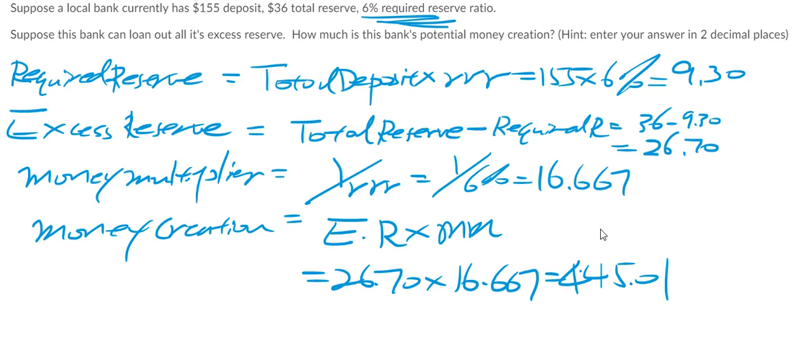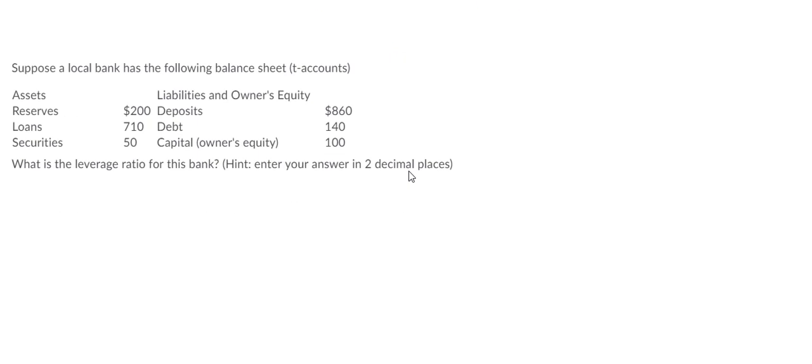Let's look at the next one. The next question says, suppose the local bank has the following balance sheet, so a T account. We have assets: reserve, loan, security, and then on the other side is liability and owner equity: deposit, debt, and the owner's capital. The question is asking for how much is our bank's leverage ratio. To find leverage ratio, we're going to take our total asset for the bank divided by the bank's capital. The capital just means the owner's own investment.